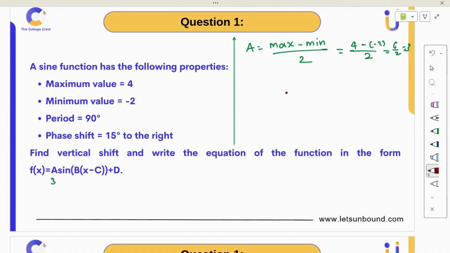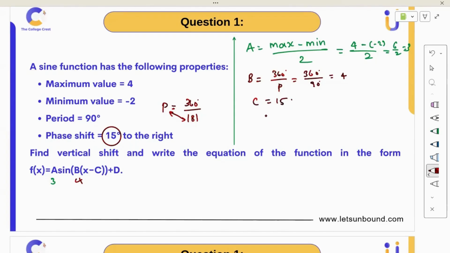Next to find B. The period formula is 2 pi by, and if degrees are given, you can put 360, divided by the modulus of B. But I want the B value now, so we can change the formula to 360 by the period of your graph. So 360 by 90, which is 4. So your B is 4. C is phase shift and they clearly mentioned 15 to the right. So C is 15.